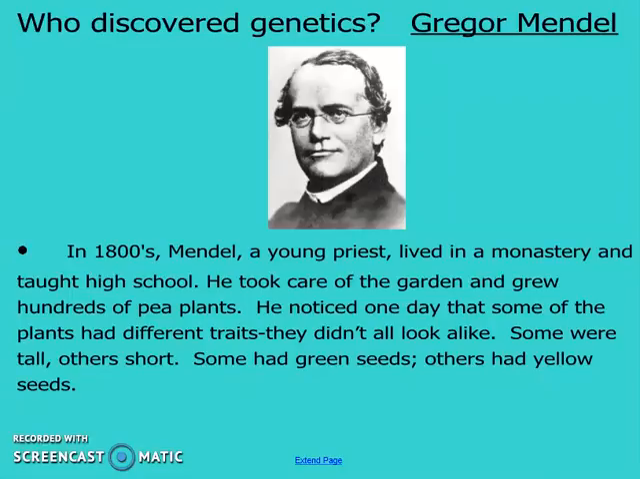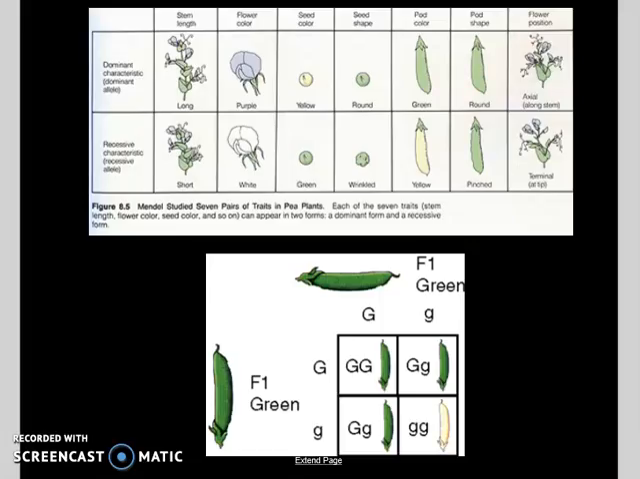So, continuing with our genetic studies, let's talk specifically about Gregor Mendel. He was the guy that discovered genetics. So in the 1800s, he was a priest living in a monastery, and he took care of the garden and grew pea plants. One day he started to notice that some of the plants had different traits. They didn't all look exactly the same. They were different heights, they were different colors, so we started to look into this.